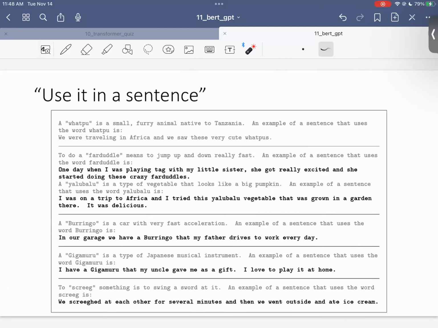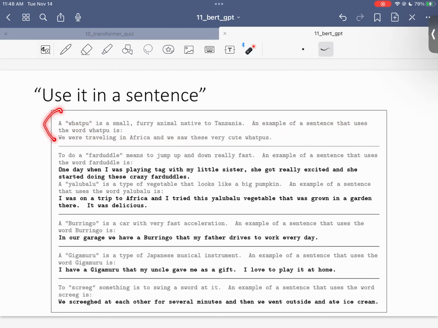This is one of my favorite examples. This is the use-it-in-a-sentence game. It's a game where you define a word that doesn't exist in English vocabulary, such as watpu. Watpu is not a word, and you define it as a small furry animal native to Tanzania. An example sentence that uses this word is: we were traveling in Africa, we saw these very cute watpus. So this is a game where you define a nonexistent word and then try to use it in a sentence.